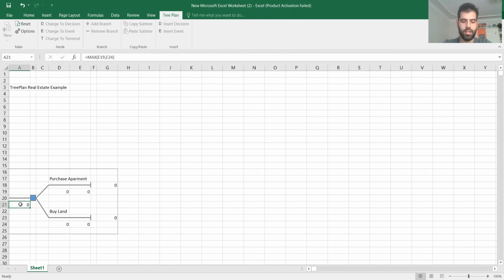So at the start, we have $1,160,000. I'll write that one. And on the purchase side, if you purchase an apartment, it will cost us minus $800,000. On the other hand, if we buy land, it will be minus $200,000 for us.